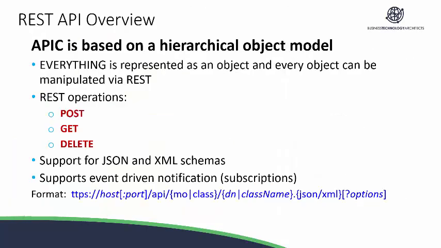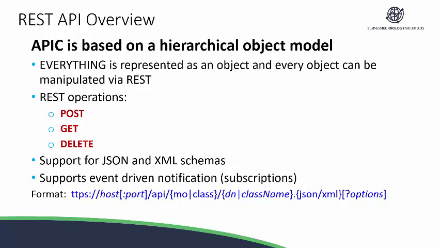So the APIC is based on a hierarchical object model. Everything is represented as an object, and every object can be manipulated via REST. The REST operations are post, get, and delete, supports for both JSON and XML schemas, and it supports event-driven notification. So everything is manipulated by REST. Every object in the APIC can be addressed by a URL, which is a characteristic of a REST-based network. In REST, named resources are a system of comprised resources which are named to a URL. REST can do post, gets, deletes, and updates. You can view this in the HTTPS URL, whether you're using JSON or XML.